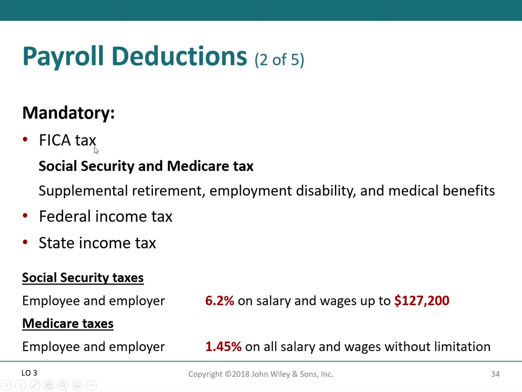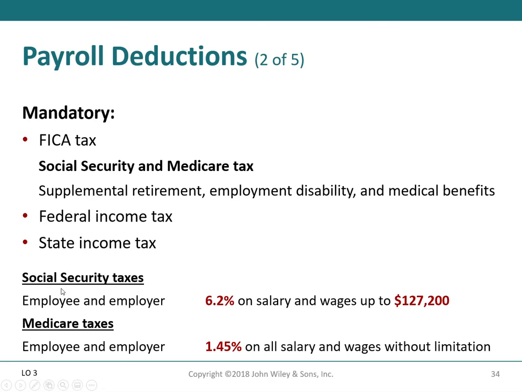We have FICA tax. FICA tax is actually Social Security and Medicare tax combined. Social Security tax is what pays for the Social Security benefits for retired people. It's supplemental retirement. It's also disability, so if someone becomes disabled, they can get Social Security. And then the Medicare portion pays for the medical benefits.